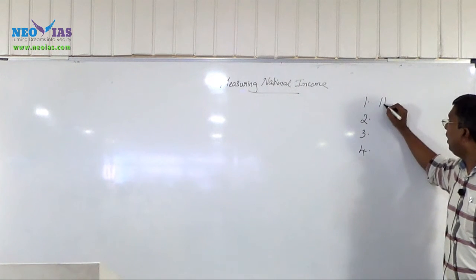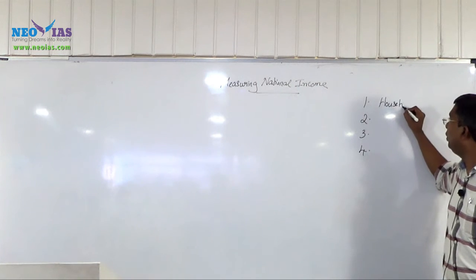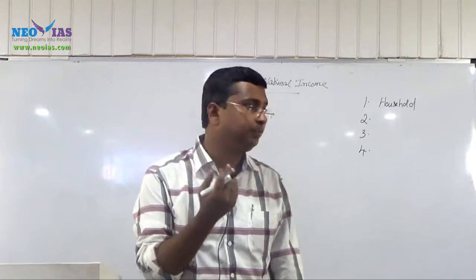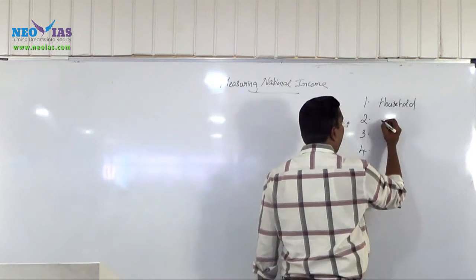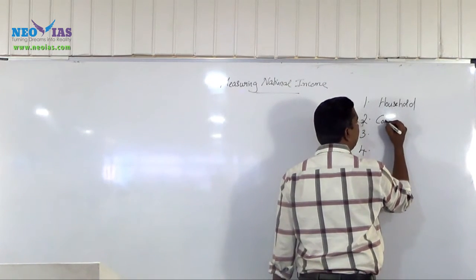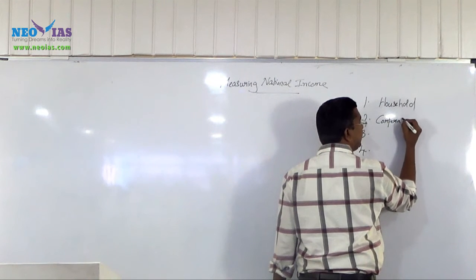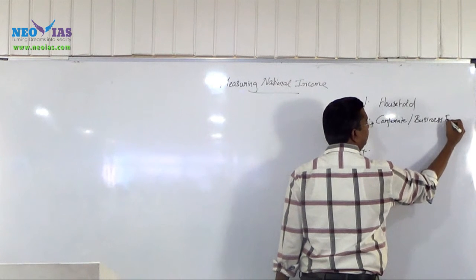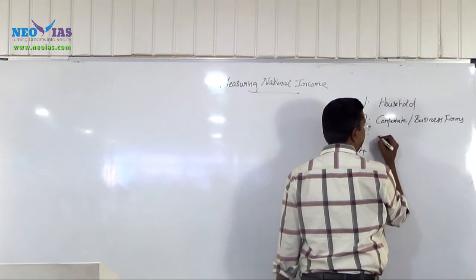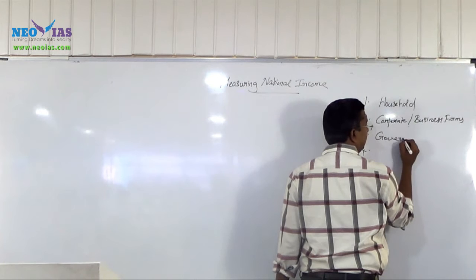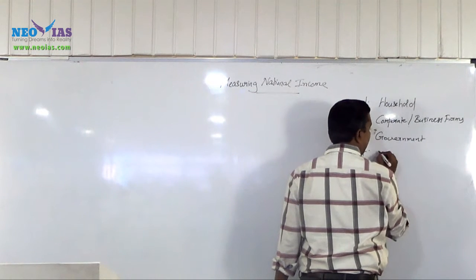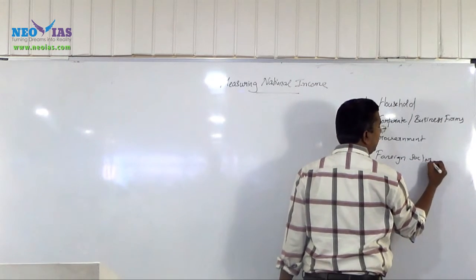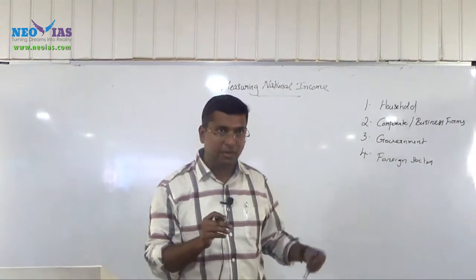One is household sector. Just have this idea in mind, household or individuals. Second is corporate or business firms. Third is government. Fourth is foreign sector, basically exports and imports. Just have this in mind.